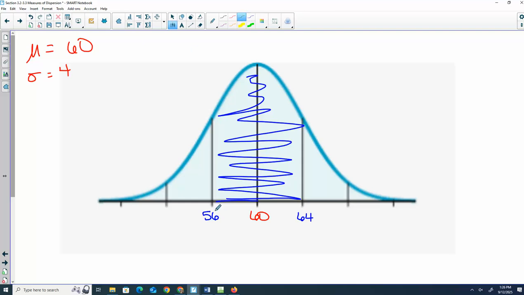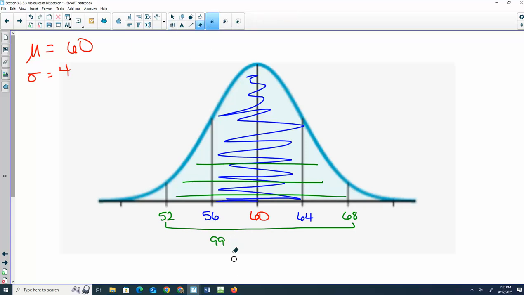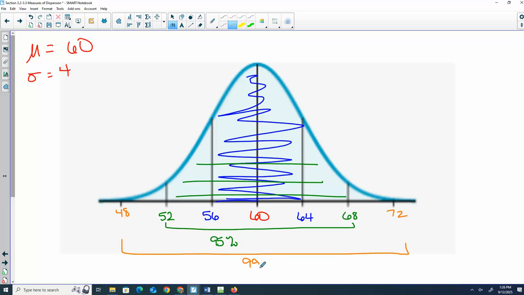All right, 2 standard deviations, so you just subtract your standard deviation again. So that would be 52 and 68. Sorry, I was doing the 2s. So the empirical rule says 95% of your points would be a number between 52 and 68. 3 standard deviations, so that would go down to 48, and that means 99.7% of your points would be something between 48 and 72.